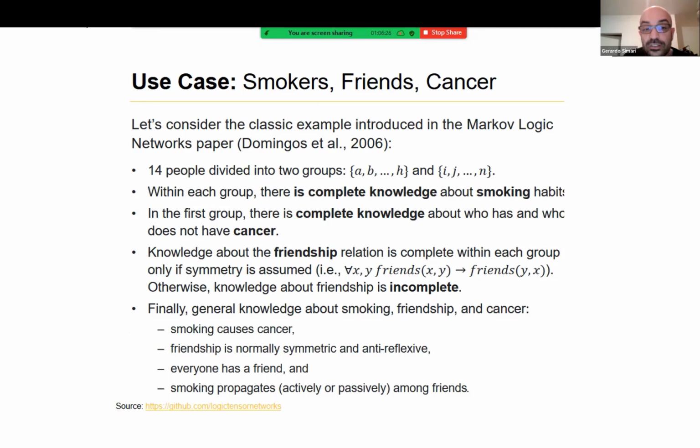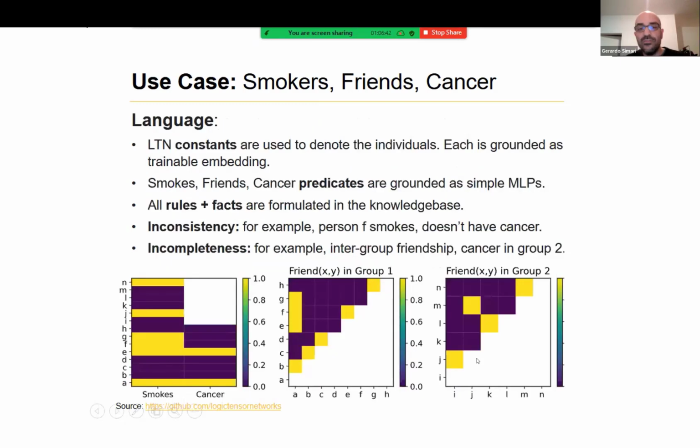So smoking causes cancer, for instance. Friendship is normally symmetric and anti-reflexive, so you're not friends with yourself. Everyone has at least one friend. And smoking propagates actively or passively among friends. So you can evaluate all these things, and this is the kind of setup that you have.